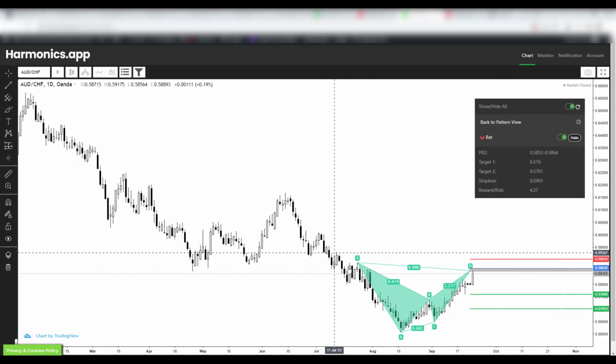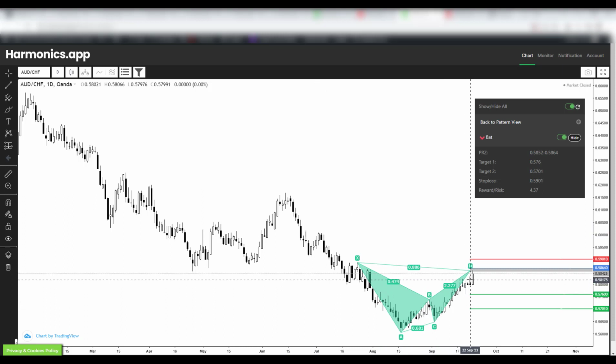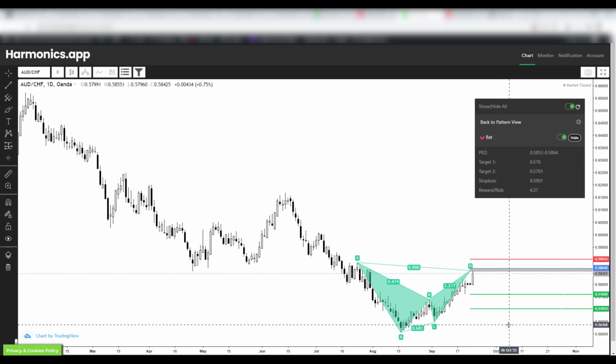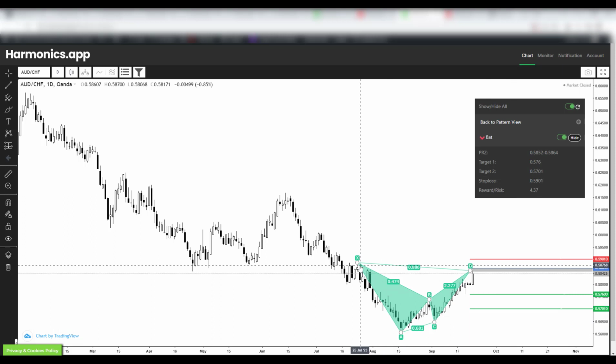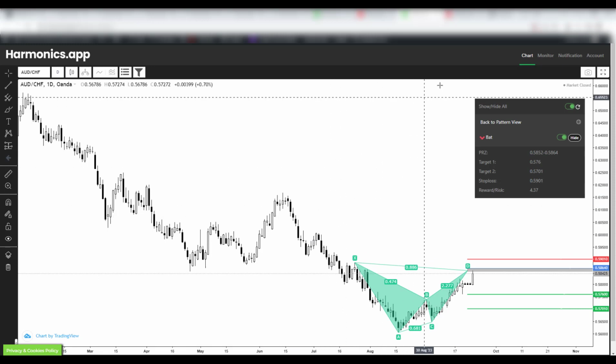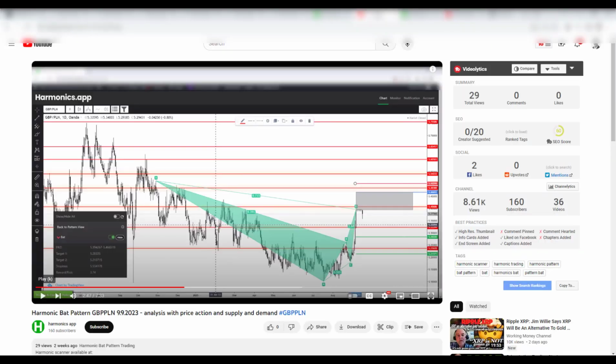So here we have a downtrend where the price has gone outside of the trend, and then formed a potential reversal zone, pointing that it will continue to move down in the direction of the trend. Most of the time this is the best scenario for the bat pattern, to be in line with the trend.